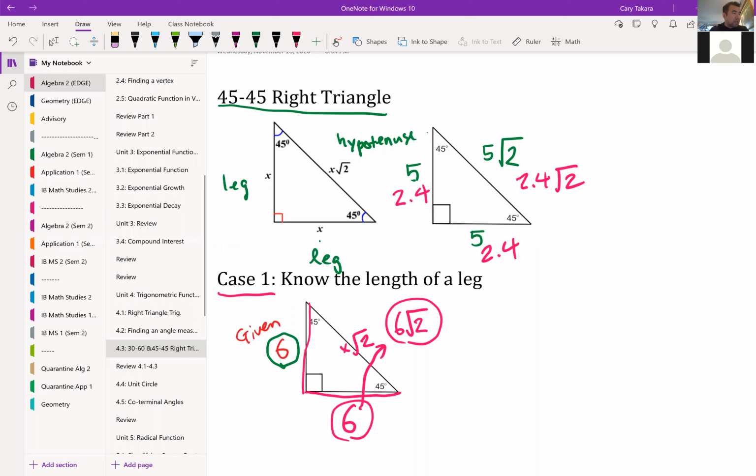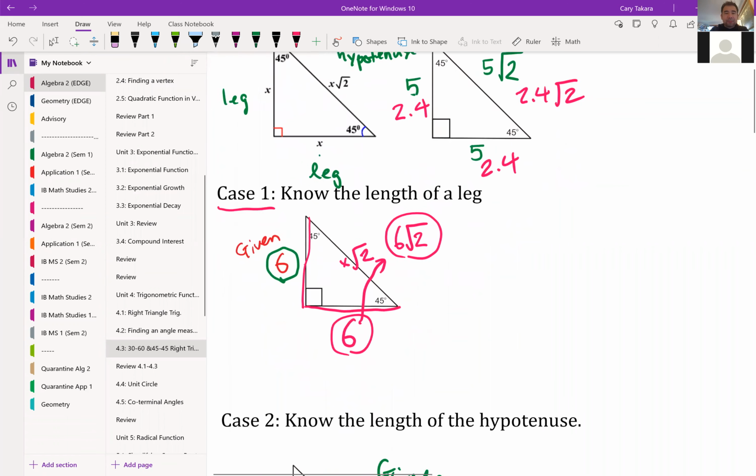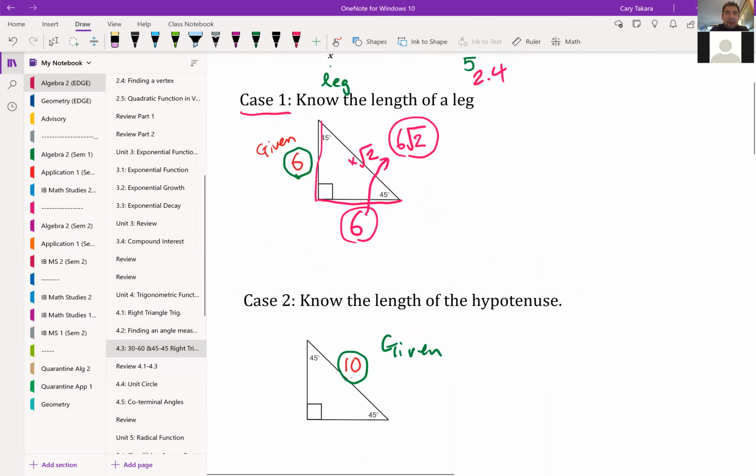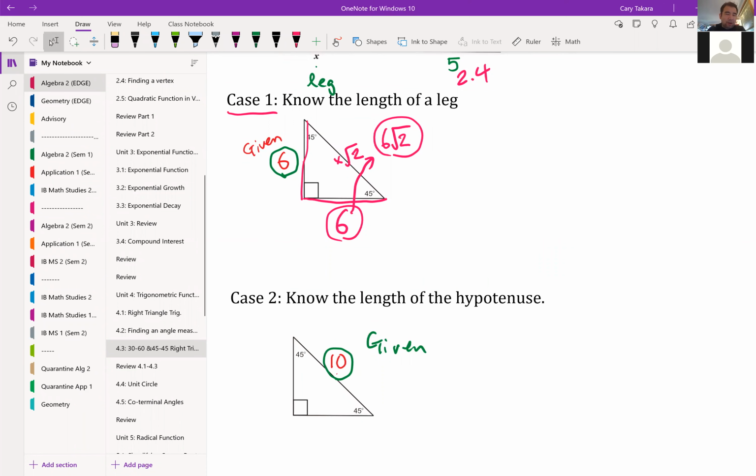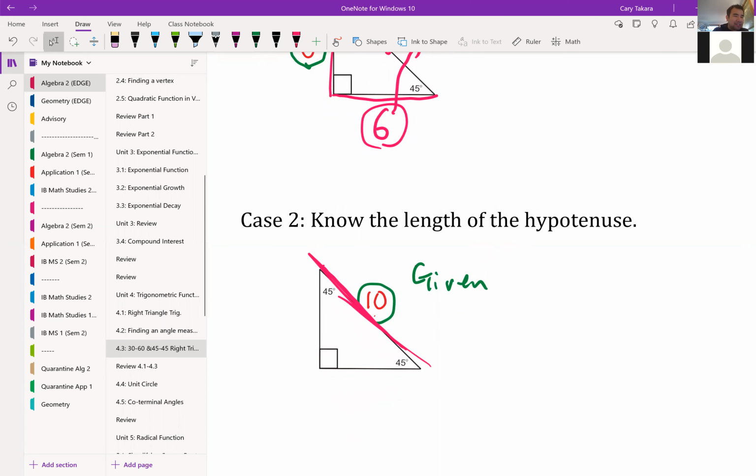Okay, are you guys ready to move on? The other case is where you are given one measurement at least, right? So if I give you this, the hypotenuse, this side right here, can you figure out the legs? Now they are both identical, right? So you just have to find one. Now, if the hypotenuse is 10, what do you think you have to do to get back to find the leg?